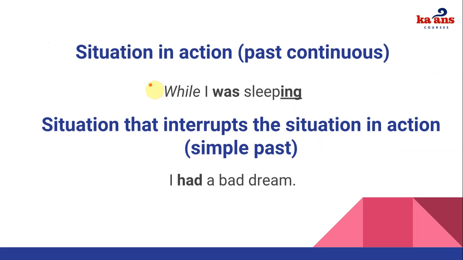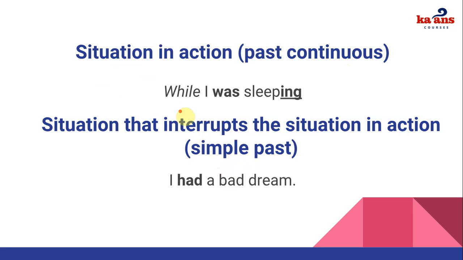As you can see, we have two types of situations. They don't have to be in order; they could be in either order. I will show you the different ways you can use both of these tenses. We're going to use a situation in action, which is the past continuous, and a situation that interrupts that action, which will be the simple past. So we're using two tenses, the past continuous and the simple past.